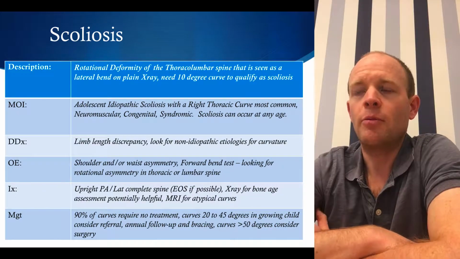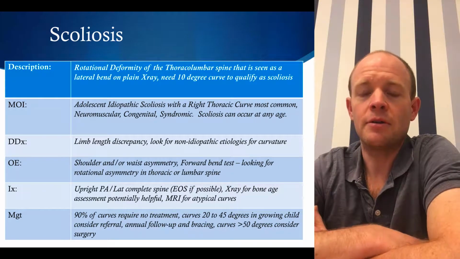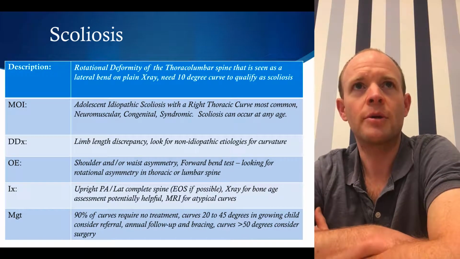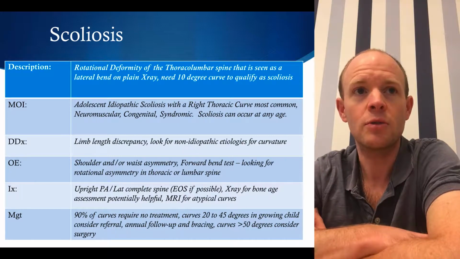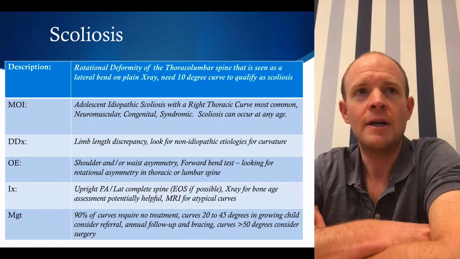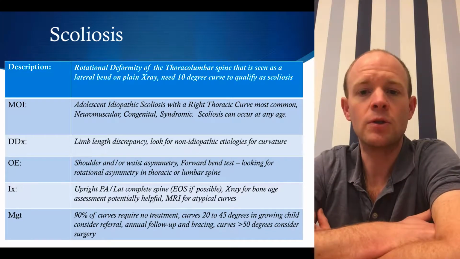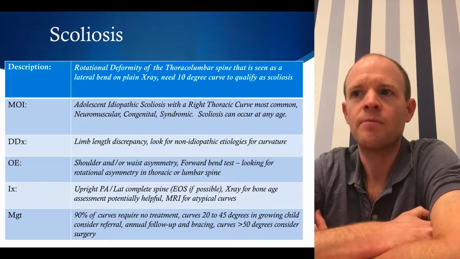In terms of idiopathic scoliosis, as the name suggests, we don't really know what the cause is. However, more and more research is coming out that it's primarily a genetic cause. We don't have any genetic tests yet that give us a good prognostic picture of the scoliosis, but there's lots of research going on behind the scenes with that.